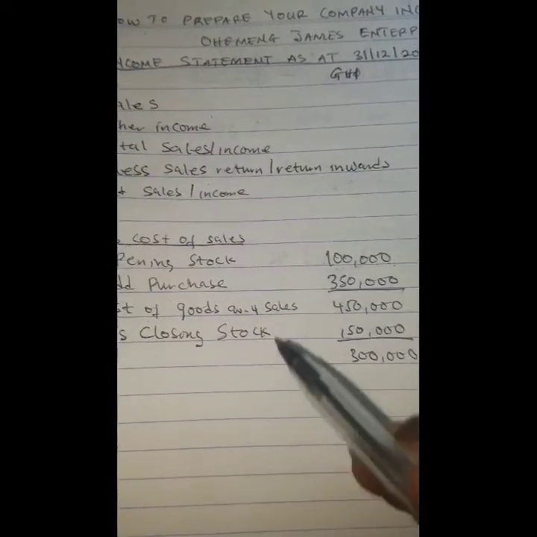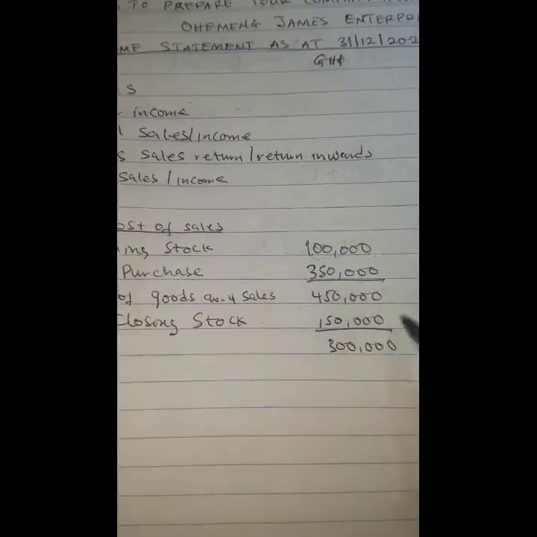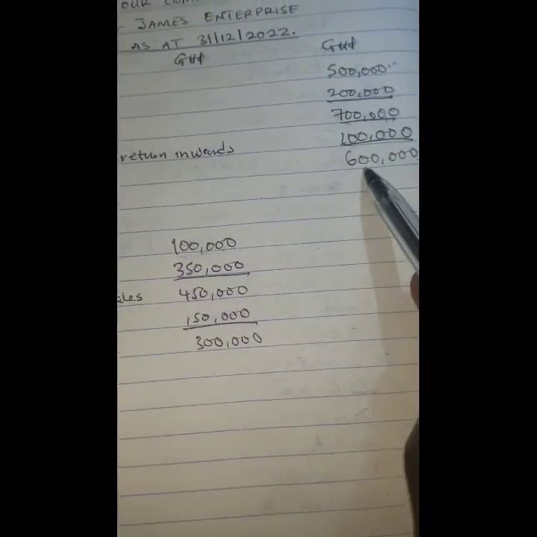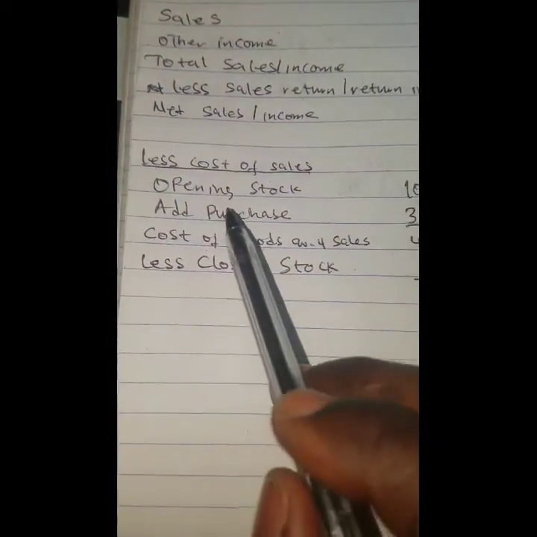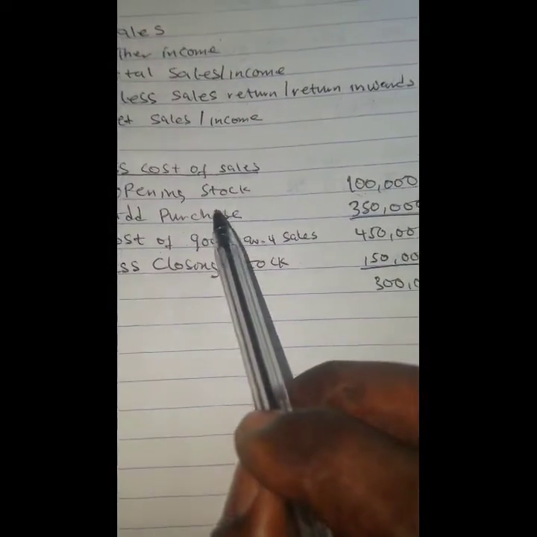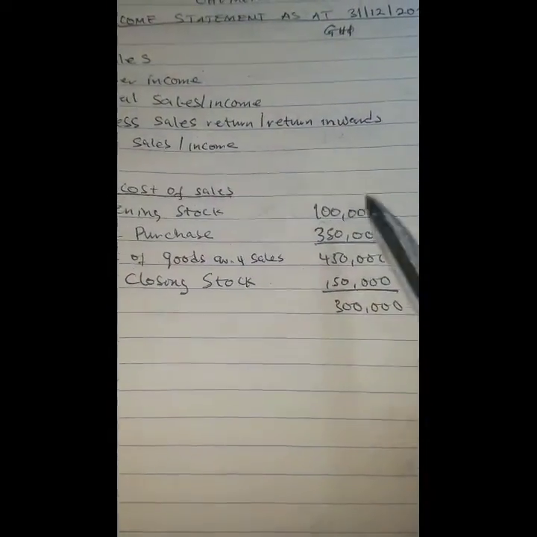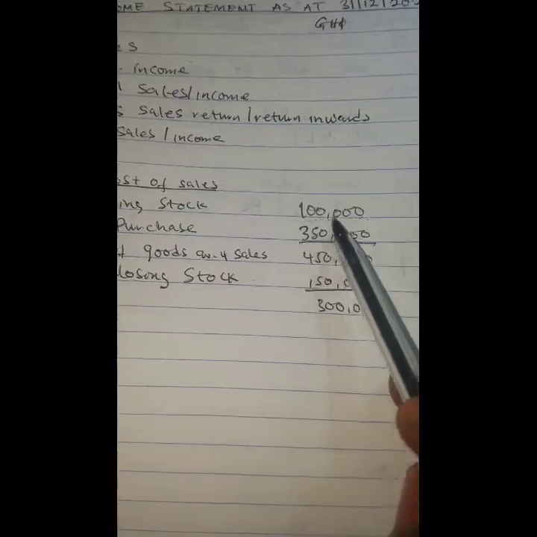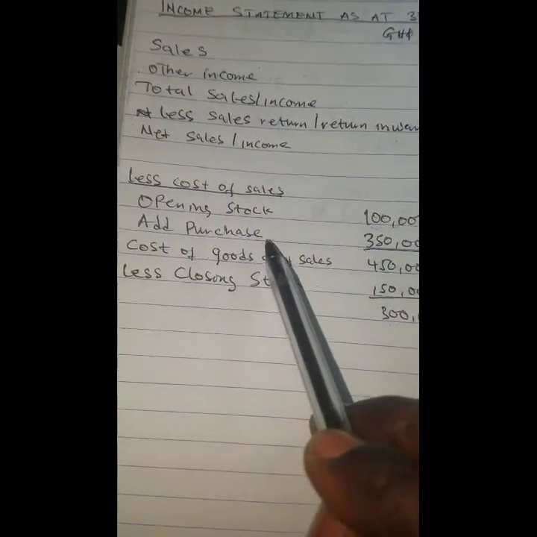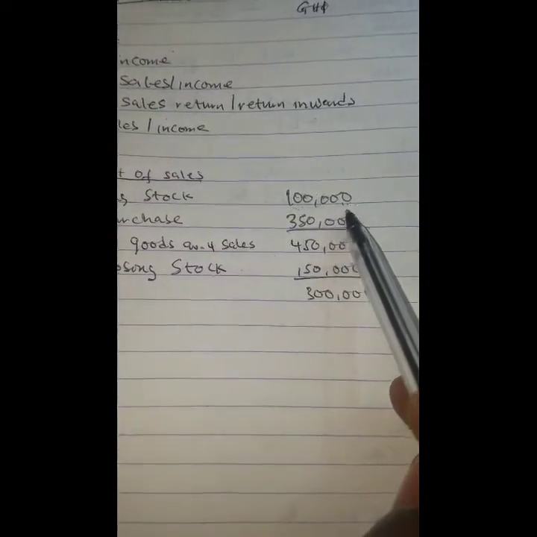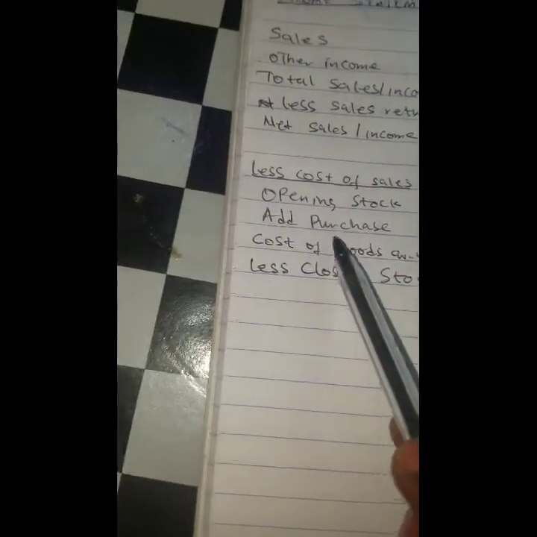Now with the income of 600,000, we were having open stock. Last year's stock remains with 100,000 Ghana cedis. So the last year stock, that is this year's open stock, was 100,000 Ghana cedis.